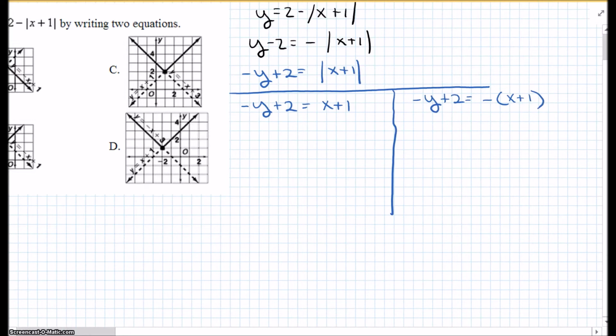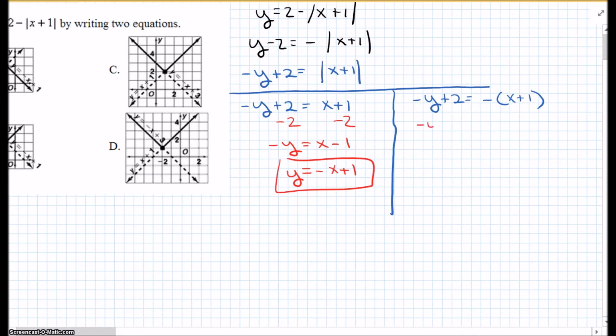So let's work the left side first. Let's go through our steps. Let's just get y by itself. So we're going to subtract 2. So we're going to get negative y equals x minus 1. Now we're just going to flip the symbols to get y positive. So y is going to equal negative x plus 1. That's something we can graph pretty easily.